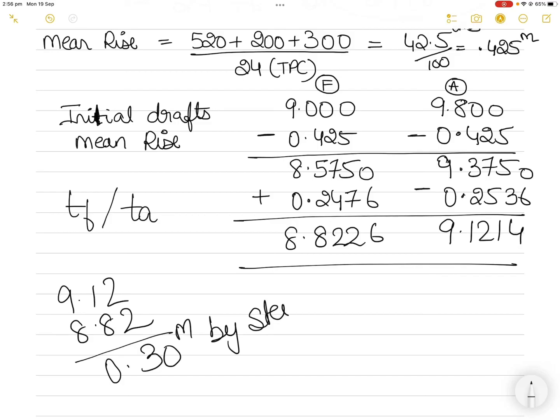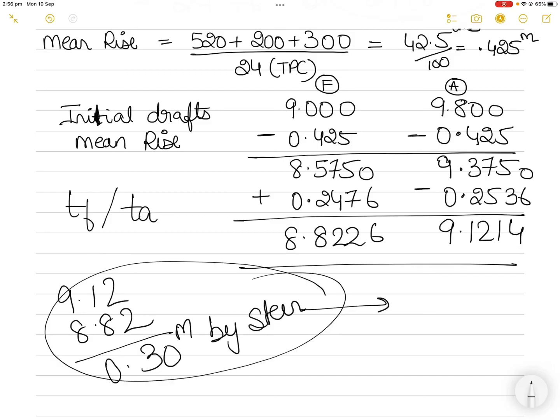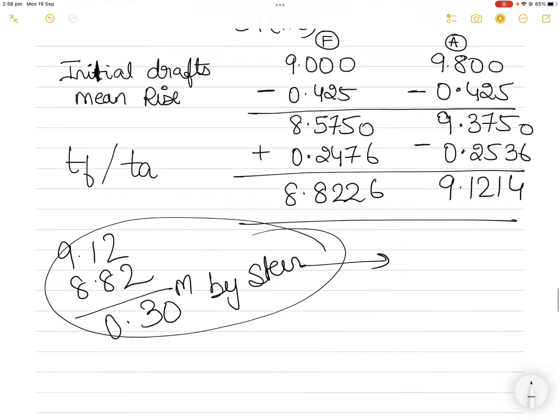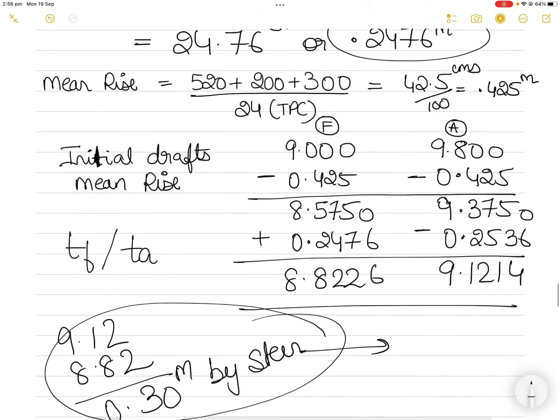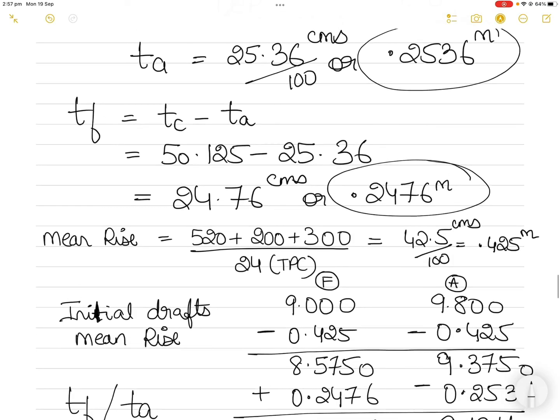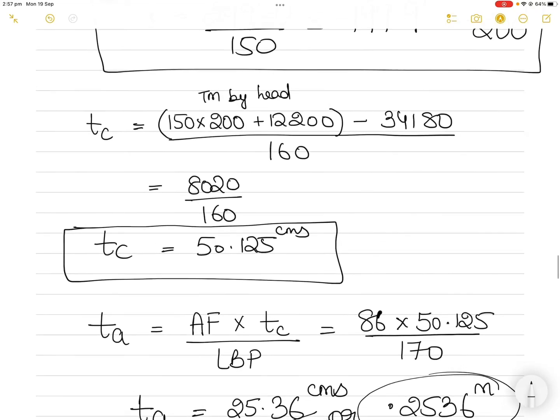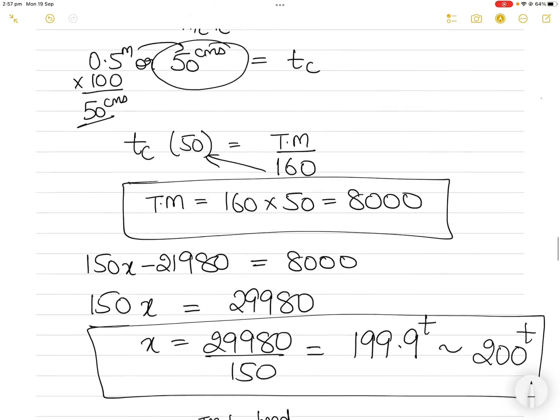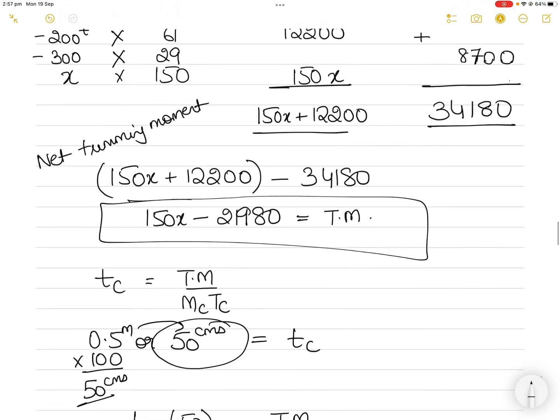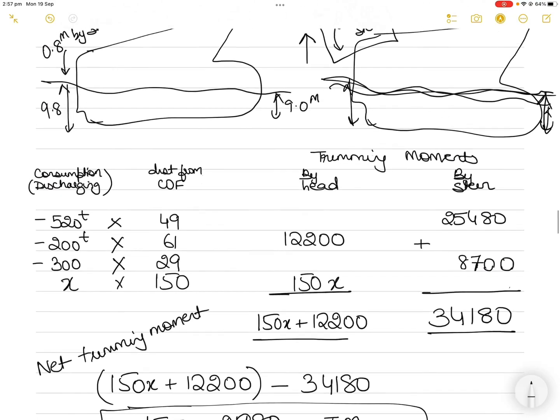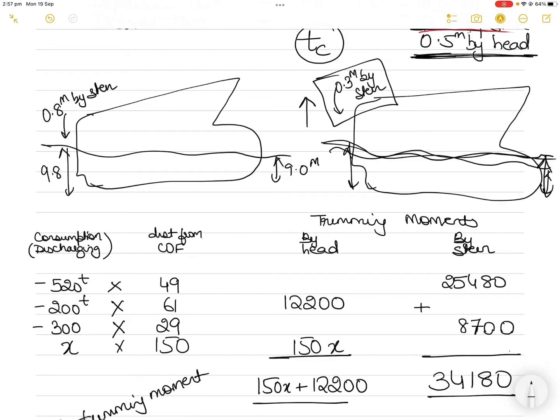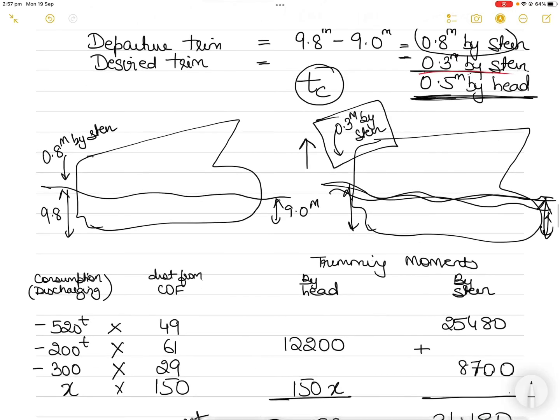So I have done a cross check and I have achieved my desired trim by stern as stated in the question to begin with. This is a cross check that you do to make sure that what you have calculated is correct. So the amount of weight you have transferred from aft peak tank to forward peak tank will lead to the desired trim by stern.